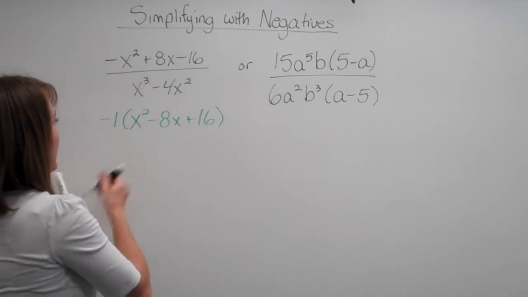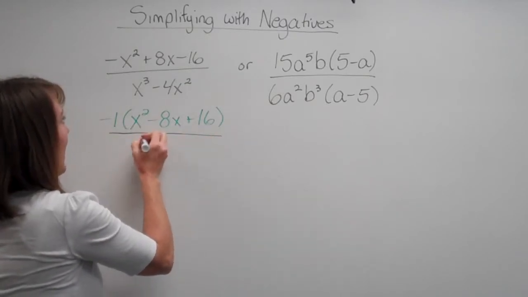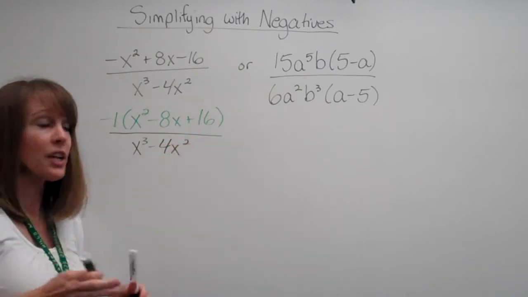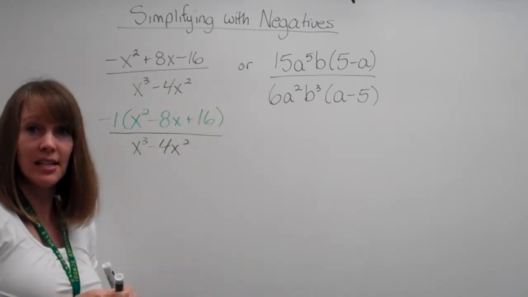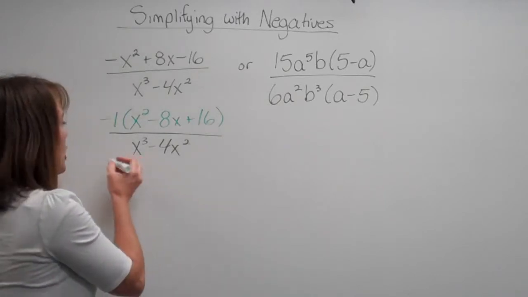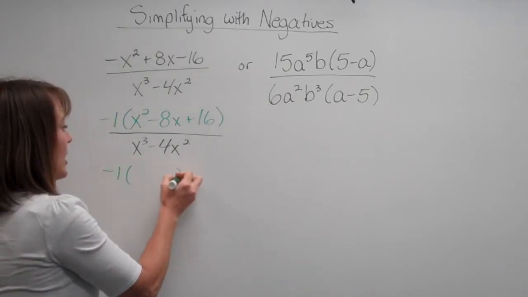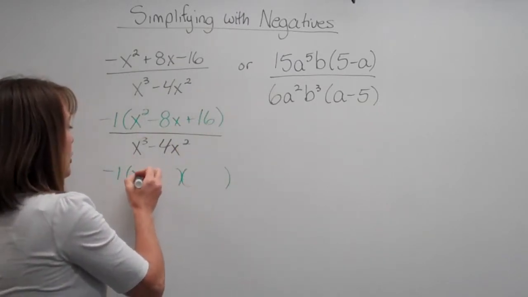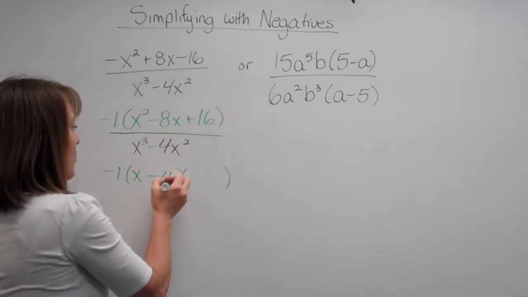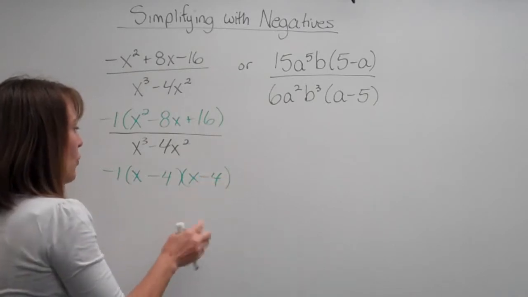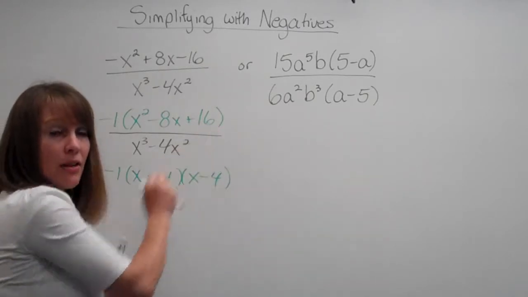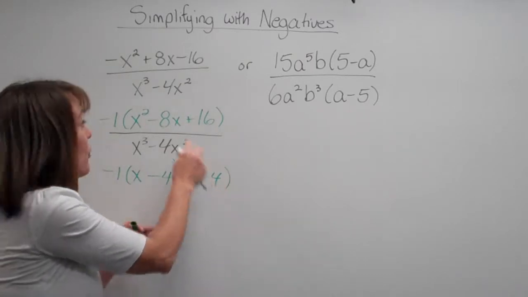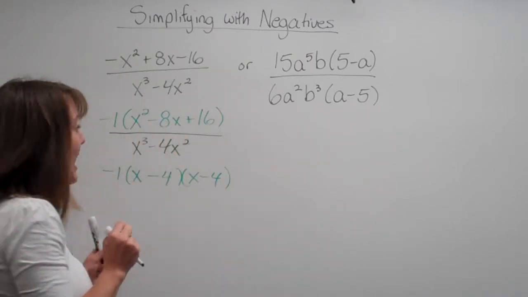Okay, on the bottom we still have x to the third minus 4x squared. Now at this point we can do factoring with a positive x squared, and it's a whole lot easier. So we're going to have our -1, we're going to use the x for this one. Oh, we also notice that's a perfect square. So it's going to be x minus 4 times x minus 4. -4 times -4 gives us our positive 16, and -4x and -4x gives us our negative 8x.